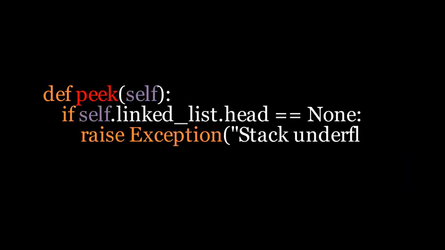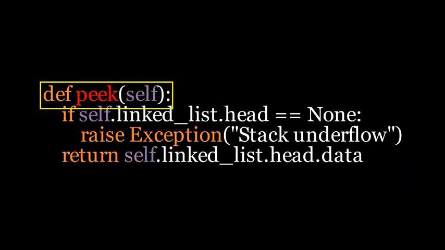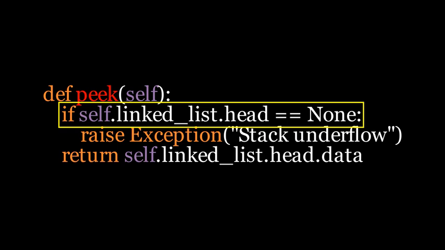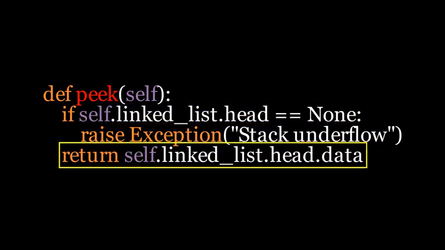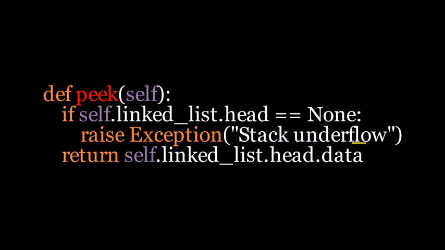The peek operation is also similar. We'll first check if the stack is empty. If it is, we'll raise a stack underflow error. Otherwise, we'll return the data from the head node of the linked list without removing it.